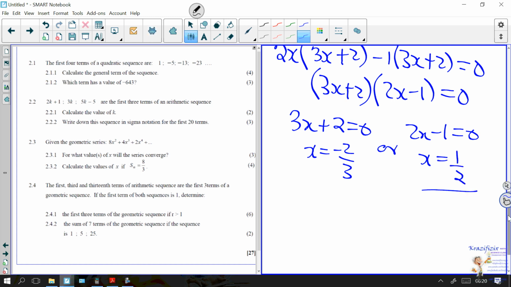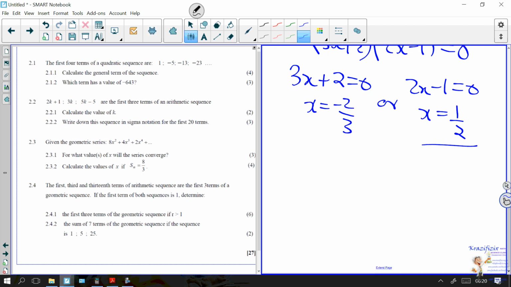All right. Calculate the values of x if S to infinity equals 8 over 3. We got two values: x equals negative 2 over 3, or x equals half.